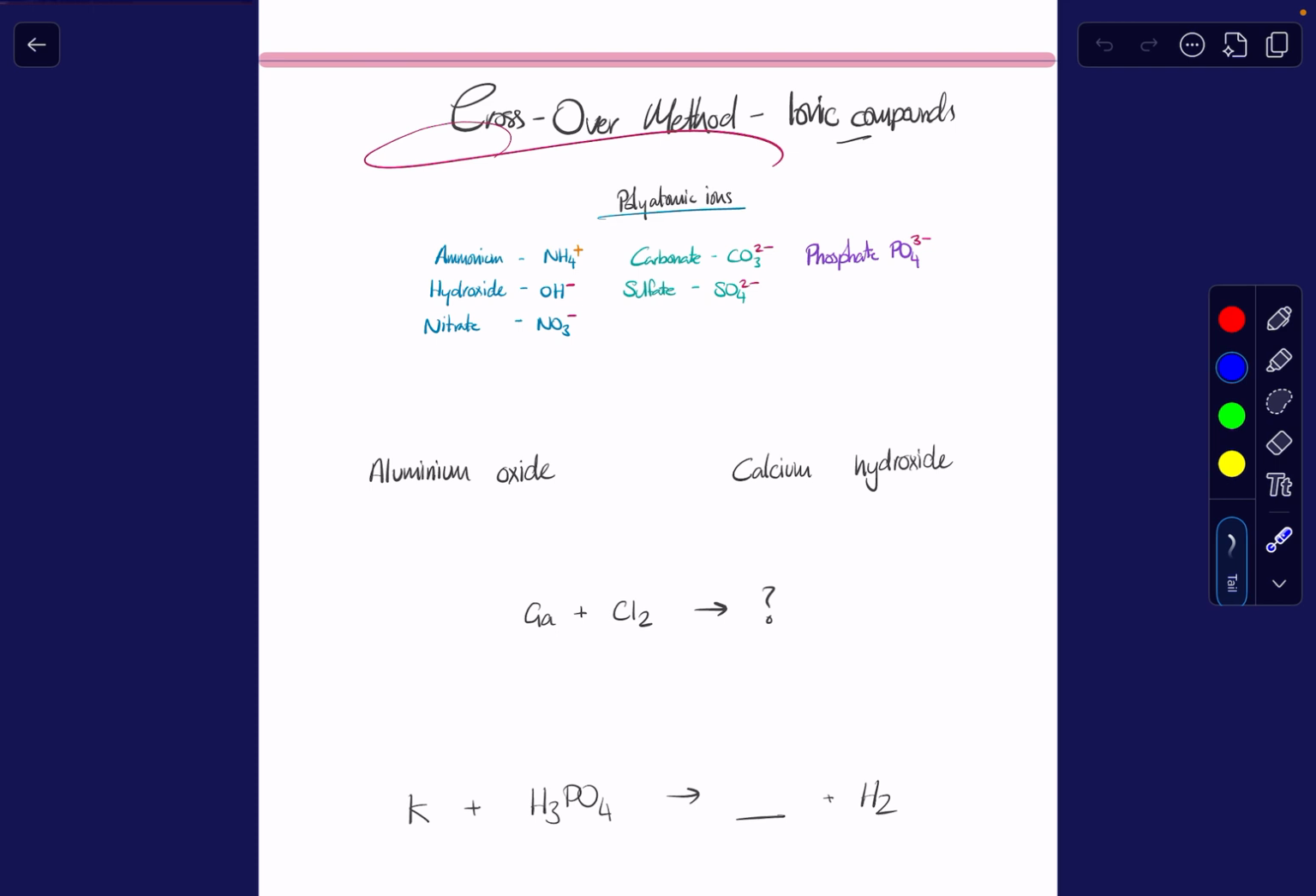I'm going to teach you how to use the crossover method, how to make it work with oxides, how to make it work with polyatomic ions, how it will look in equations if you want to work things out to balance them. And then hopefully once you've developed this and practiced this, you can learn the skill of the crossover method, which will teach you how to basically balance most ionic compound equations that you ever get given.